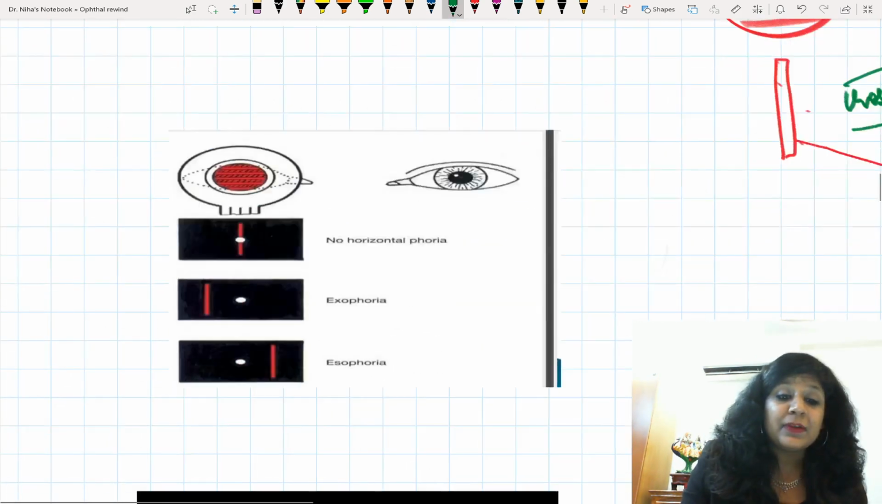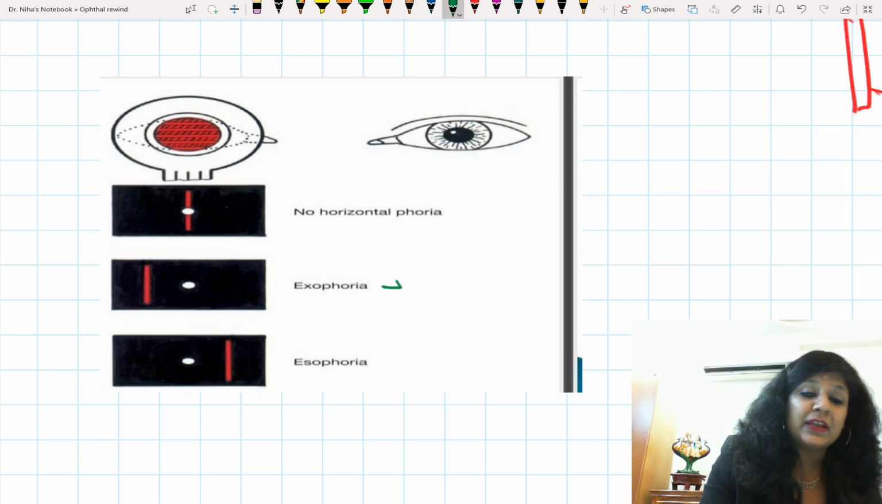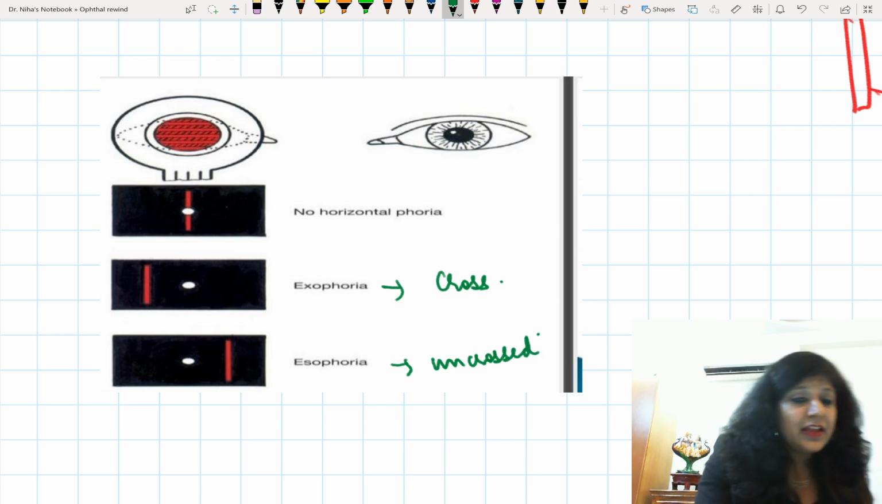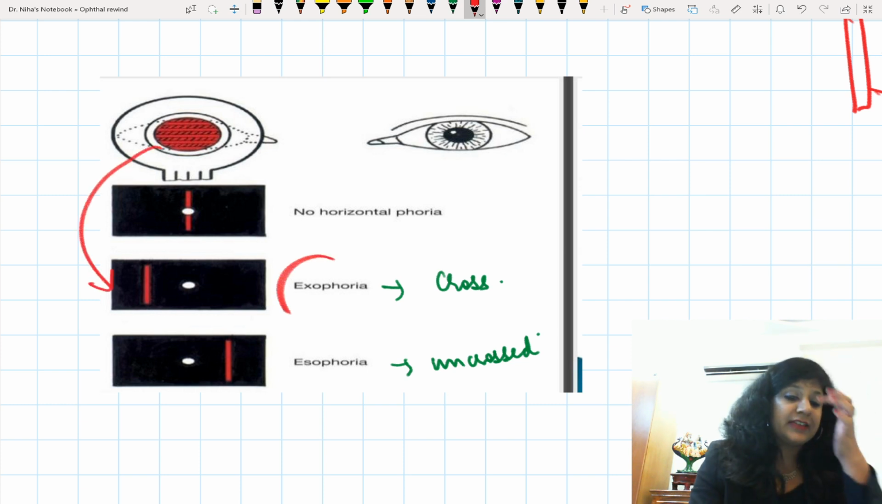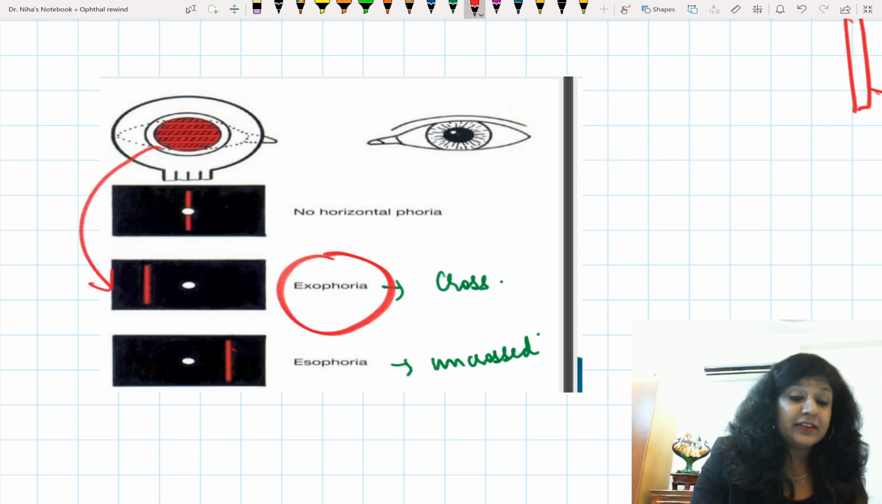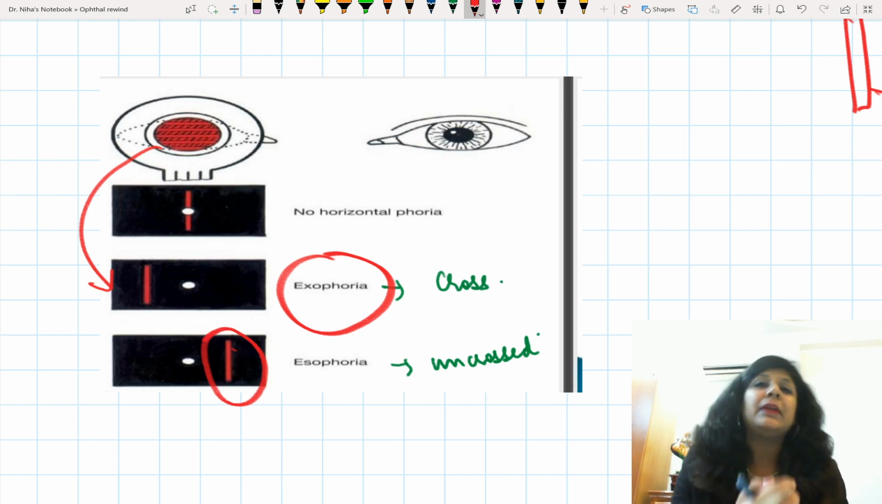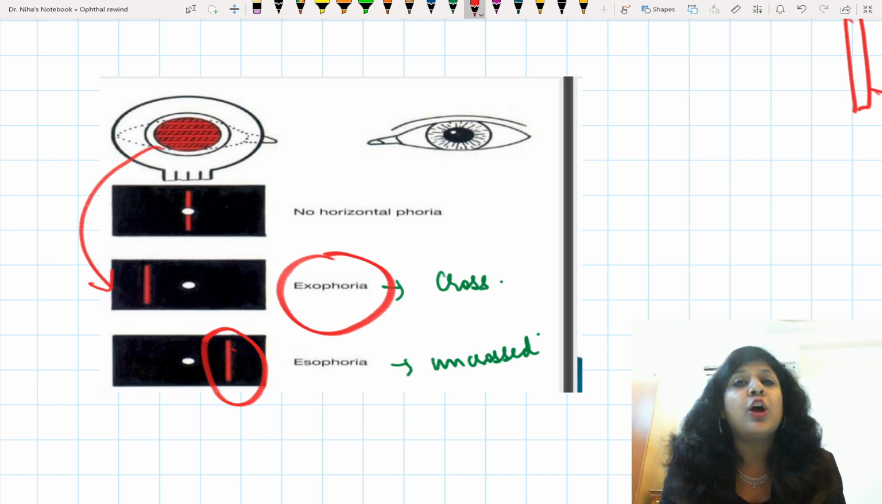Now the problem is how to solve such kind of questions. We have learned that EXO means crossed diplopia and ESO means uncrossed, right? But look here, they are saying the image is formed on the same side and they are saying it is EXO, while here the image is formed on the other side and they are saying it is ESO. So many people message me asking, is this wrong? No, actually this is not wrong.